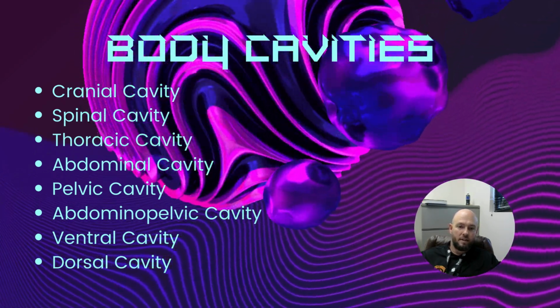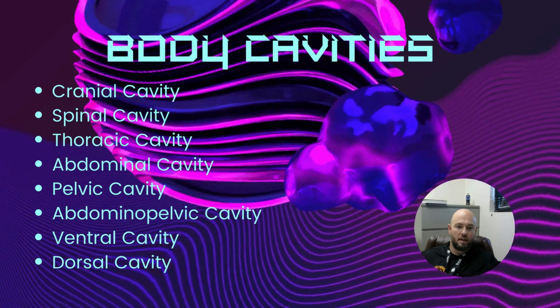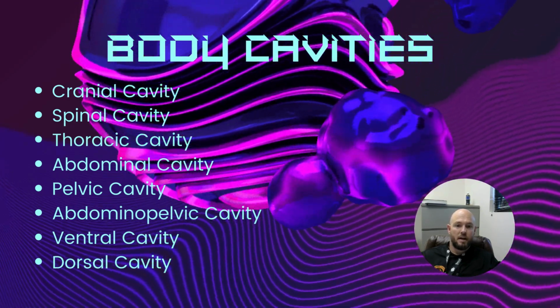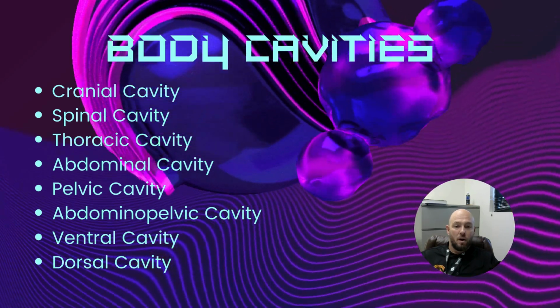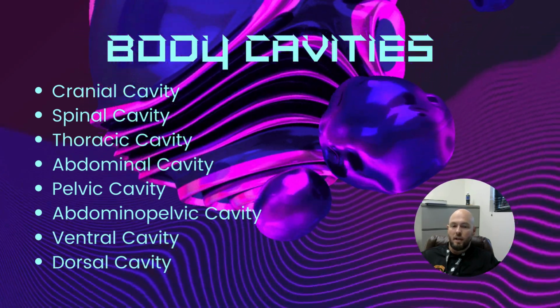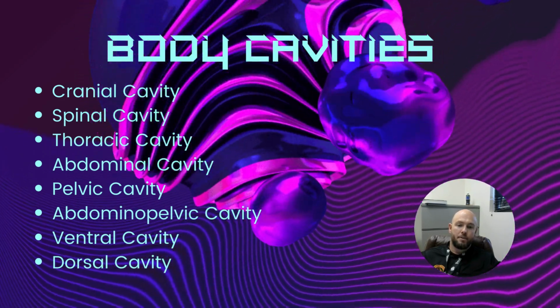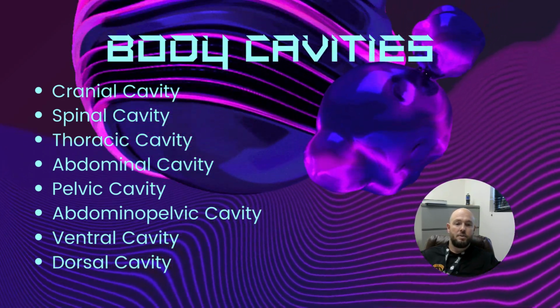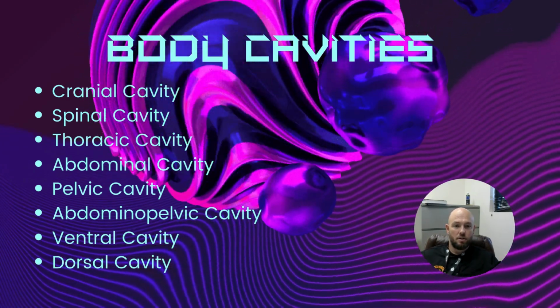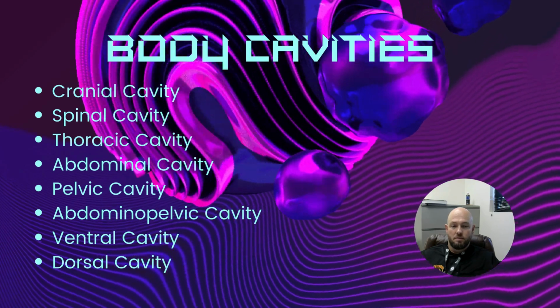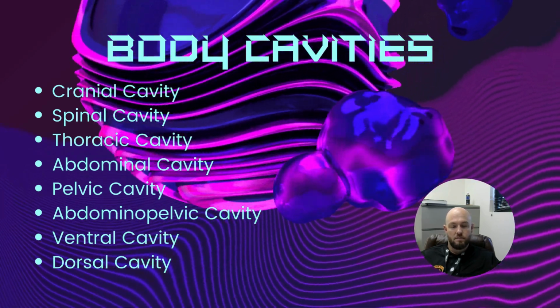Your cranial cavity houses your brain, very important cavity, right? Your spinal cavity is a space within your spine, holds your spinal column, so like your vertebrae, and your spinal cord, also very important. Your thoracic cavity is the space within your chest. It contains your heart, your lungs, your airway, your esophagus, your aorta, which is a very large blood vessel.